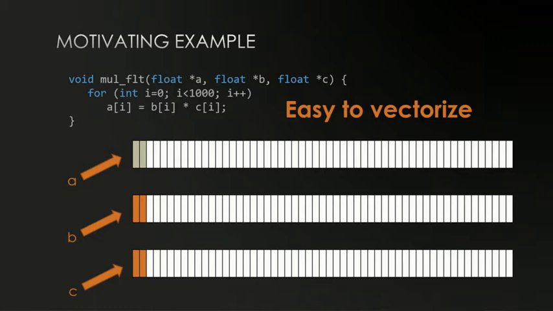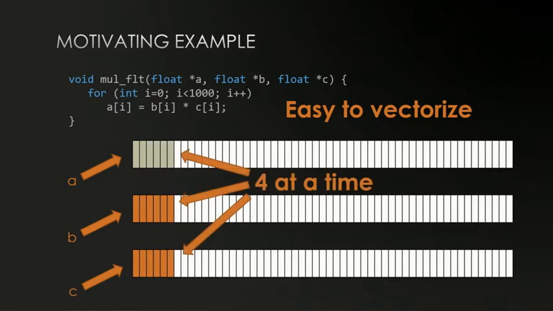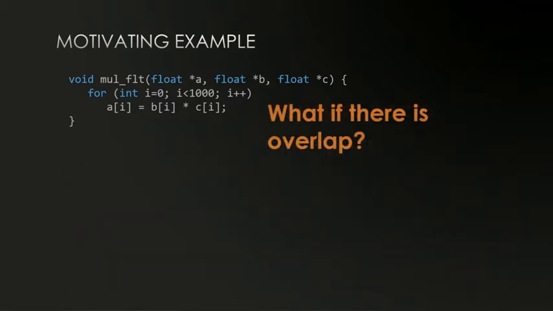This is pretty easy to vectorize if I handed you a way to load 128 bits of memory in an instruction, and that packed multiply, that mulps instruction. Right, you just do 4 at a time. You load 4 elements from B, you load 4 elements from C, you do that packed multiply, you store it into A. Okay, this is not all that interesting. Where's the interesting part? The interesting part comes if there's overlap.